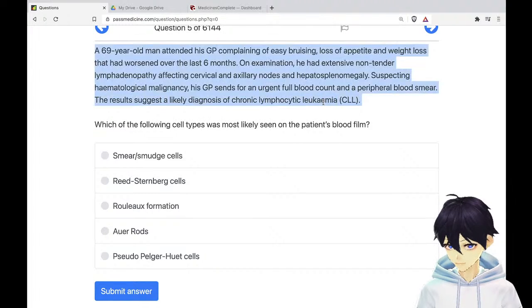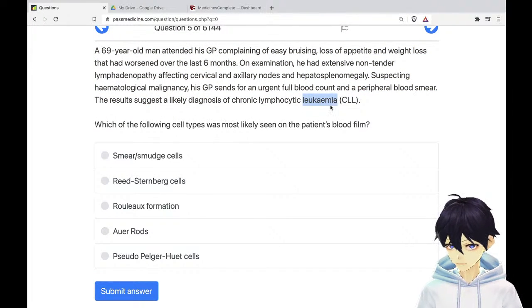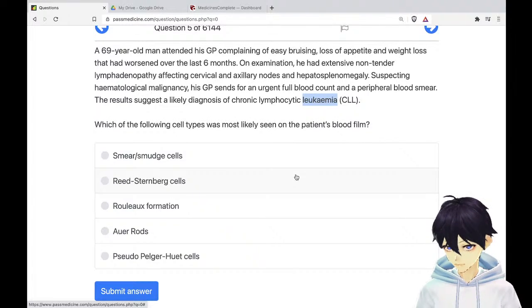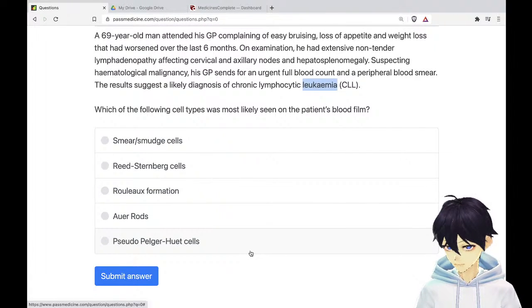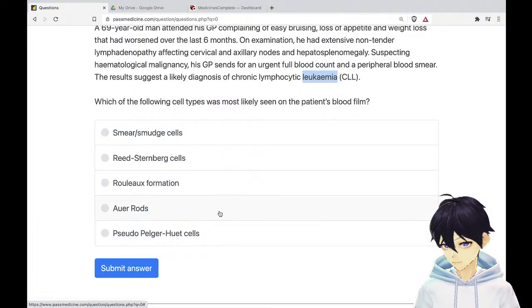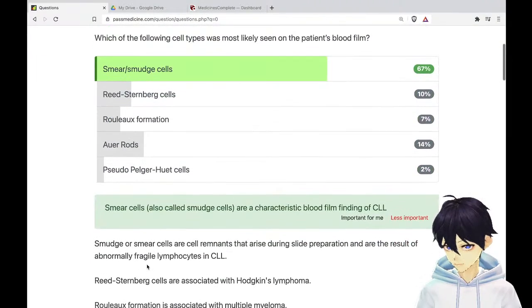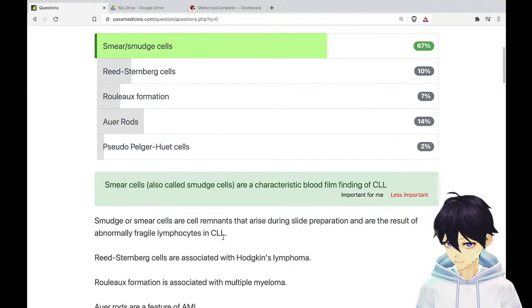What is seen in chronic lymphocytic leukemia? Smudge cells, Reed-Sternberg cells, Wheeler formation. I don't remember all these keywords anymore. Auer rods, pseudo-Pelger-Huet. Not heard of this. I'm just going to guess smudge cells. That's the correct answer. Probably.